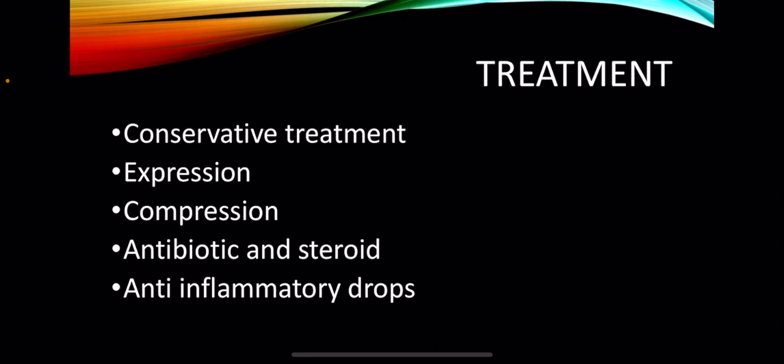After that, what is the treatment of the Chalazion? There are three types of treatment we can do. One is the conservative treatment, the other is the medical treatment, and the third is the surgical treatment. The first treatment is the conservative one, which is known as expression or compression. What do we mean by compression? We advise the patient to compress.